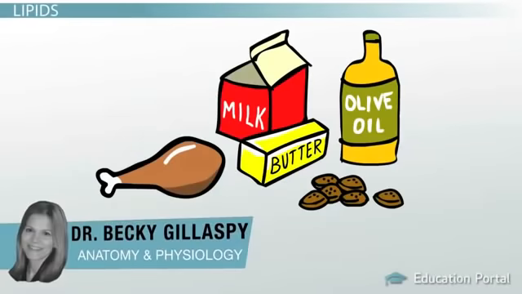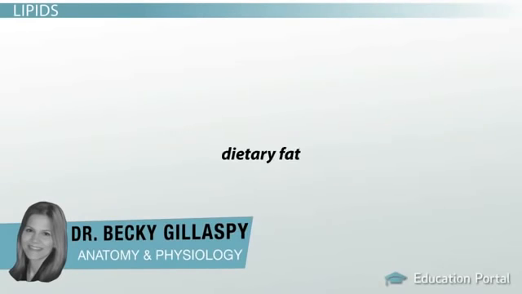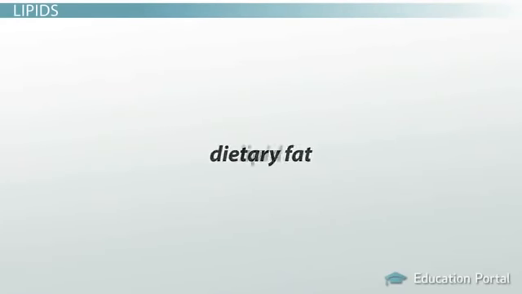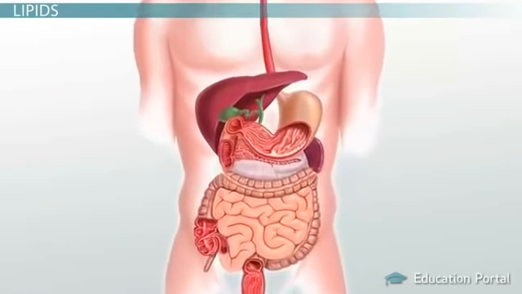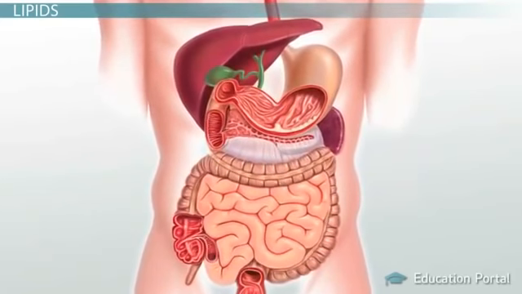Foods, such as meats, dairy products, seeds, nuts, and oils, contain dietary fat. And fat is a common example of a lipid. In this lesson, you will learn about the unique way lipids, such as fats, are broken down and absorbed out of the digestive tract.